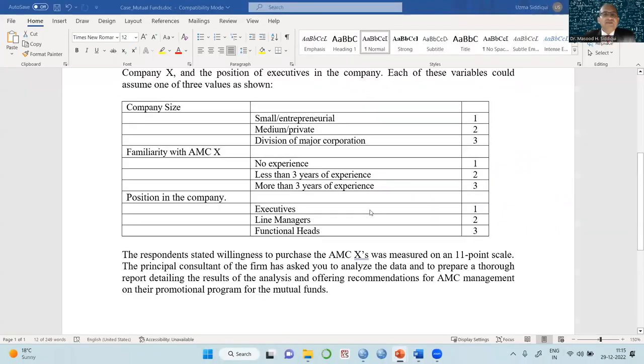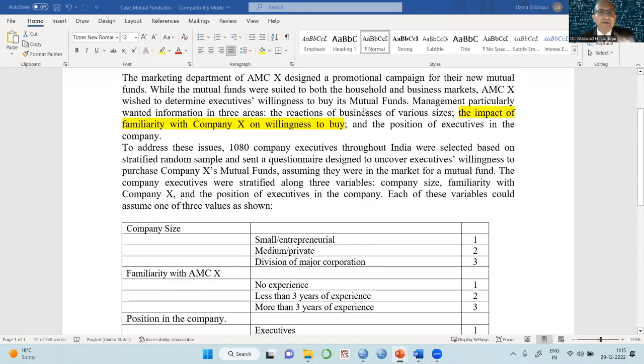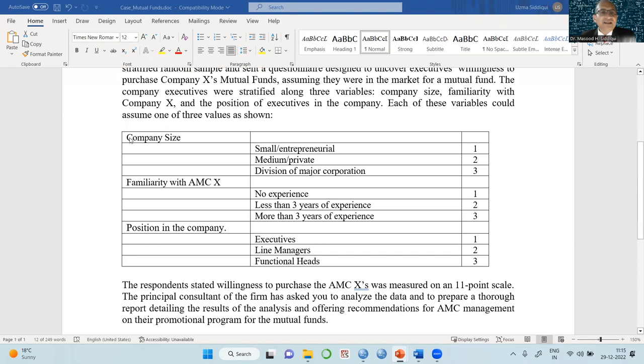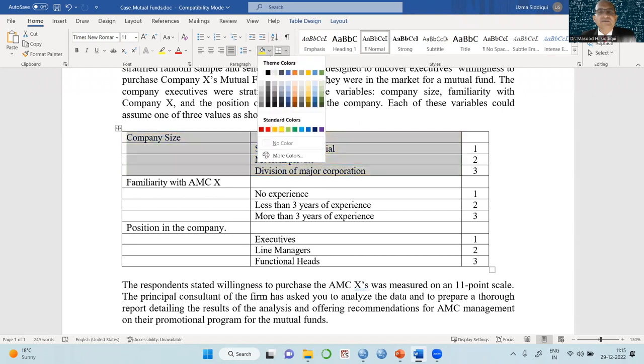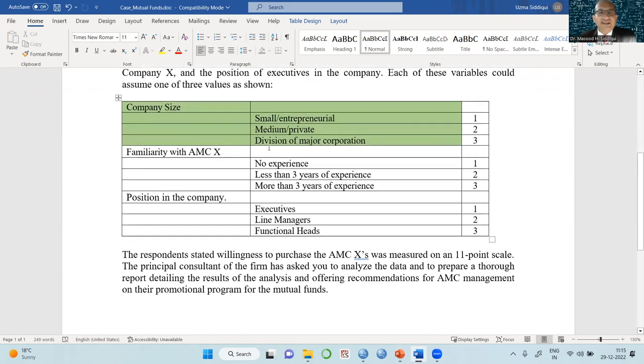Okay, so here I have mentioned that at present we are examining the relationship between familiarity and willingness. But here I will be introducing one more layer, that is, company size also, right? So I will be introducing the three company sizes, that is small, medium, and major. Means in short, we are performing this cross-tab analysis separately on small, medium, and major, right?